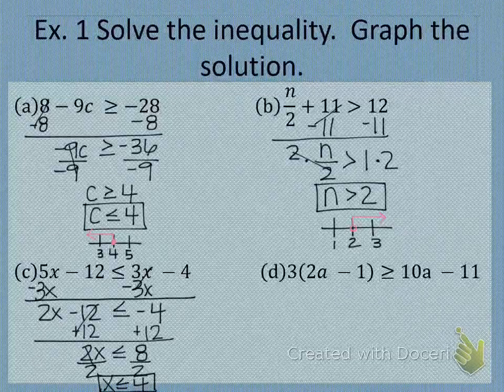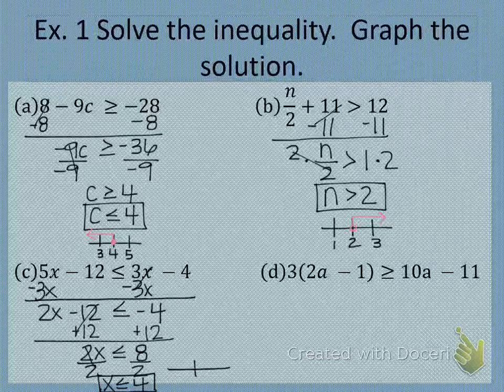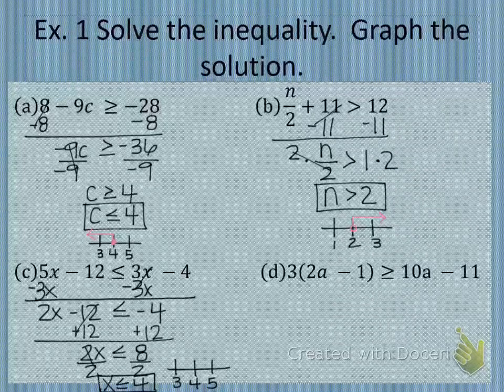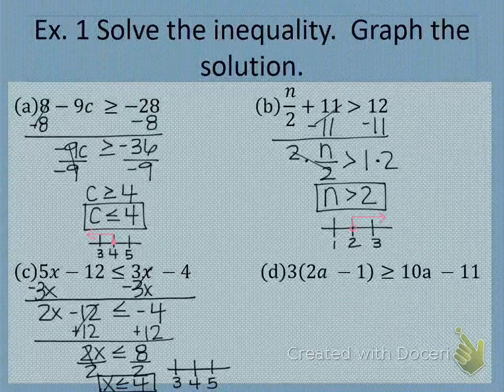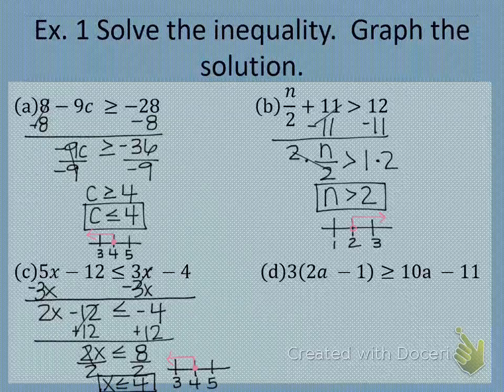Now, hopefully you can keep moving. You can graph right underneath your answer. I'm going to pull over to the side. What goes in the middle of your graph? 4. What goes to the right? 5. What goes to the left? 3. Circle, open or closed? Closed. Closed on what number? 4. All right, and my arrow is going to the left because all my solutions are less than or equal to 4. All right, let's move right on to letter D.